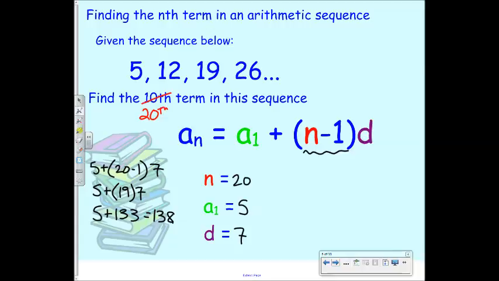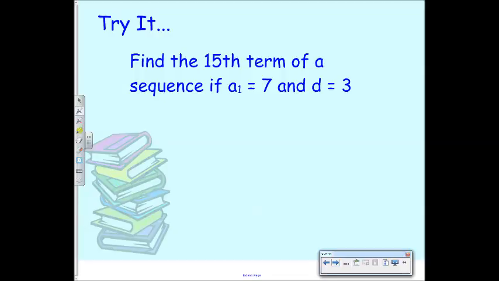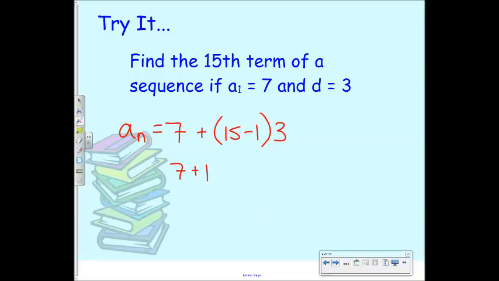Okay, questions, comments? All right, so I want you guys to find the 15th term of a sequence if A1 equals 7 and D equals 3. Who can tell me what the formula would be for this particular one? So AN equals, what would my formula be? 7 plus parentheses 15 minus 1 times 3. Good. 15 minus 1 is 14, so 14 times 3 is 42. 7 plus 42 is 49.